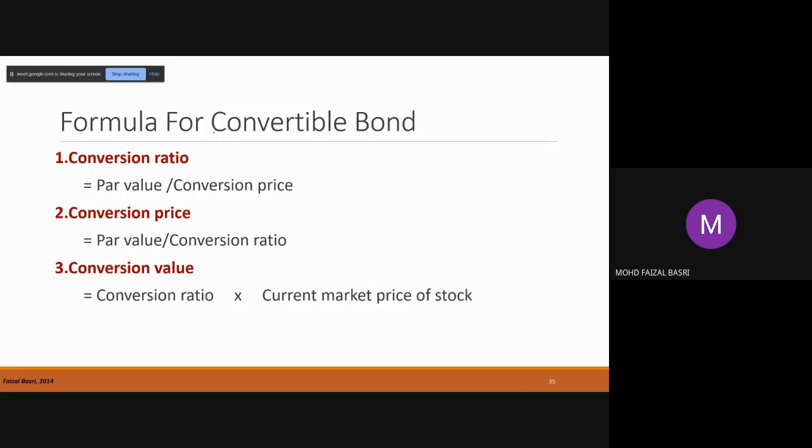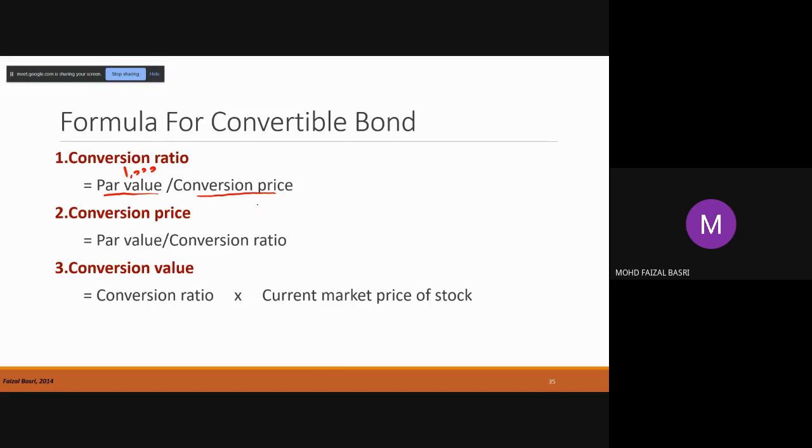The first one is the conversion ratio. So conversion ratio here refers to the number of units of shares that you can convert. All right, so how to find conversion ratio? It's based on par value. So what will be the par value? Remember, par value is RM1,000. Okay, and we divide with conversion price.